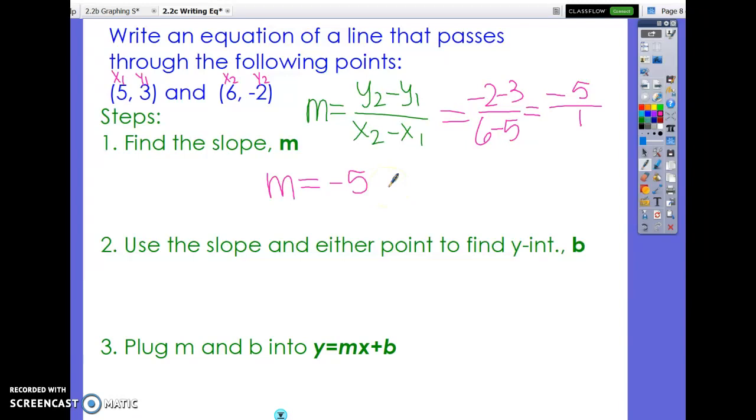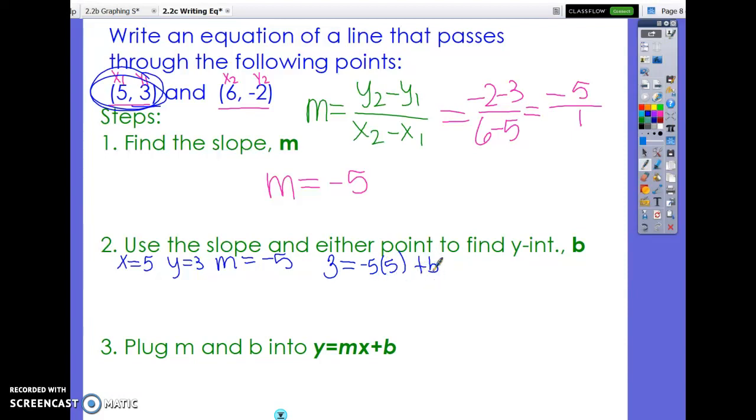Well, we can use that to find our y-intercept. So I'm going to pick either point, either (5, 3) or (6, -2). I can choose either of them. It doesn't matter. I'll end up with the same y-intercept. I'm going to pick (5, 3). So I'm going to let my x be equal to 5 and my y is equal to 3 because, again, that's the ordered pair I chose. And my m is still equal to -5. So I'm going to plug these in. This tells me that 3 = -5 times 5 + b.